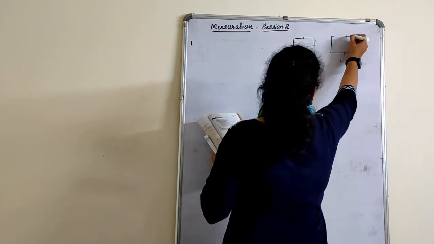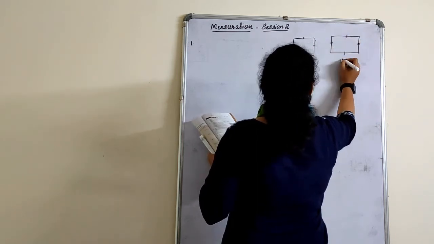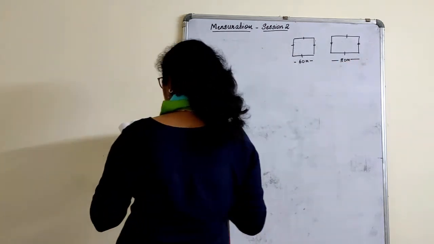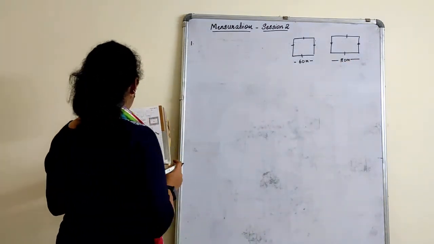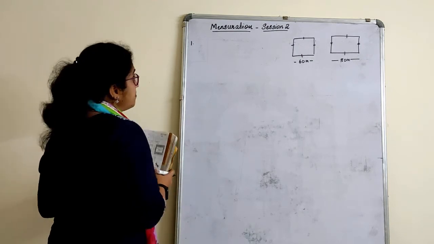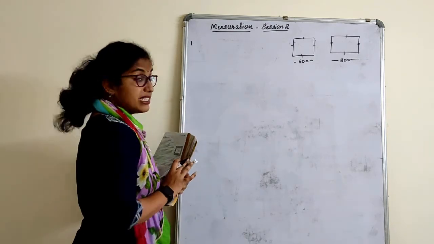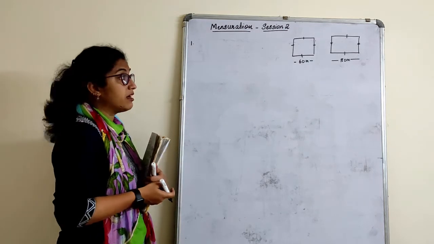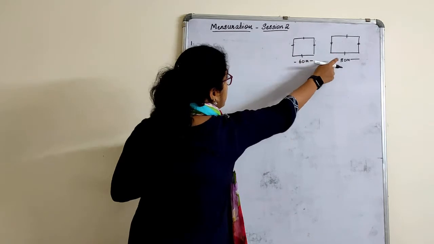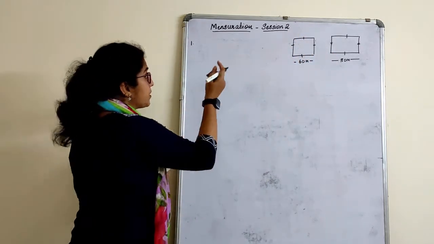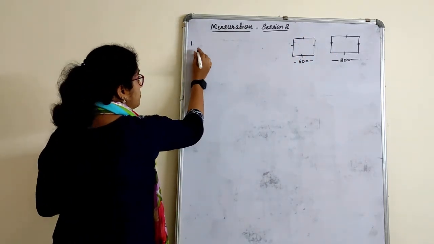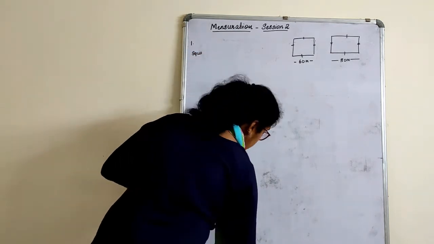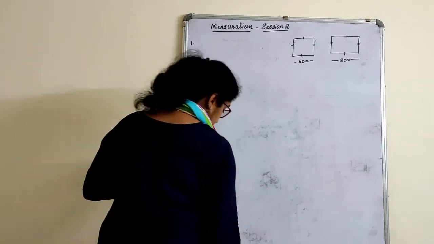We know that in a rectangle opposite sides are equal, but here they have only given us one side. A square and a rectangular field with measurements given in the figure have the same perimeter. So they have the same perimeter, but what we have to find is which field has the larger area. To find the area, I require the breadth of the rectangle. Let's start writing.